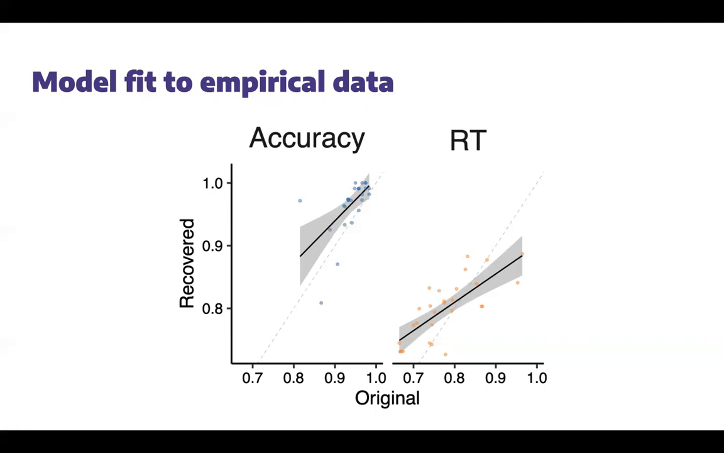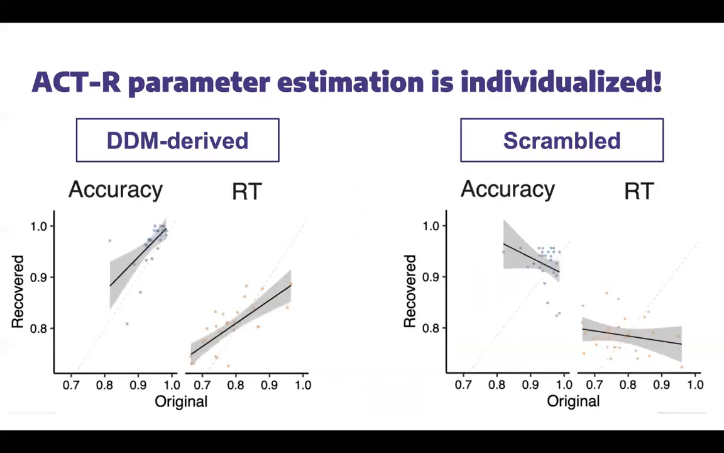Across the 28 participants, we saw a relatively linear recovery of mean reaction time and accuracy across participants, as shown in this graph here, with the original inputted reaction time and accuracy on the x-axis and the recovered ACT-R reaction time and accuracy on the y-axis.